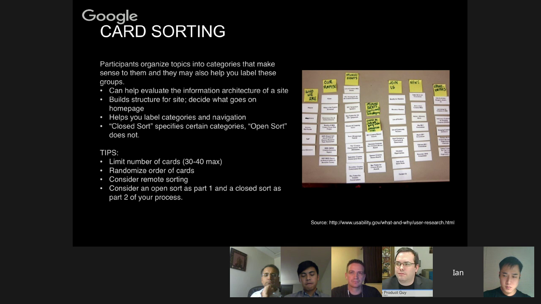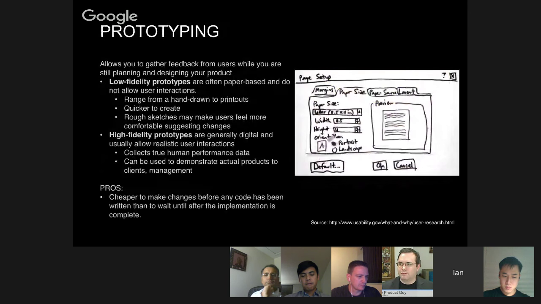You can do this in person with pieces of paper. There are some digital tools out there. So an interesting exercise, sort of a classic user research method.